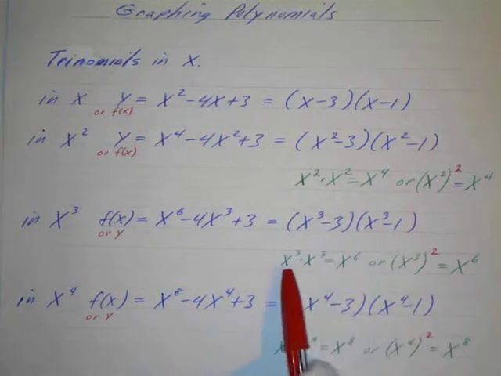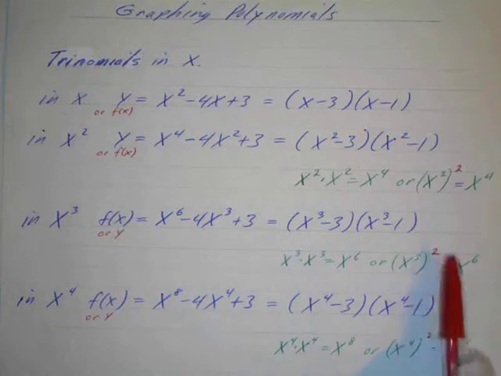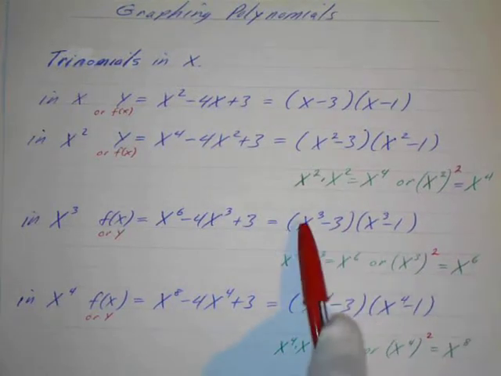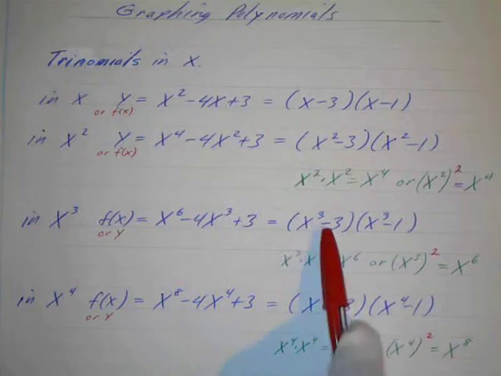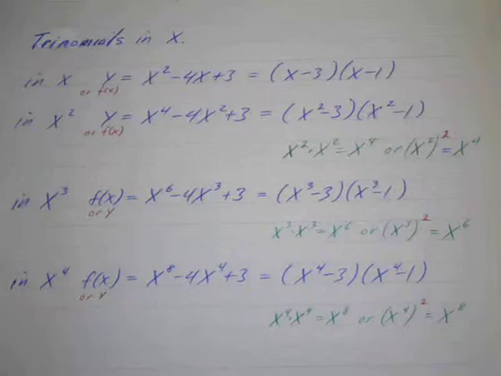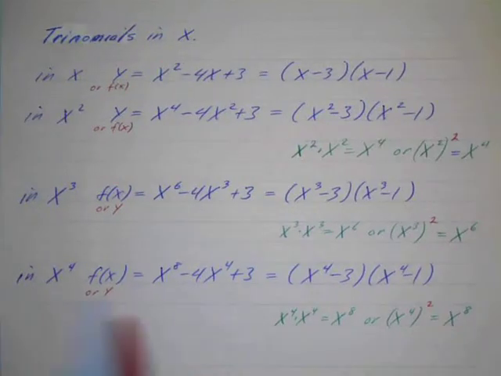x cubed times x cubed. Remember, when we're multiplying, we add the exponents, or when we raise the powers, we multiply. We get x to the 6th. And we'd have a negative 1x cubed and a negative 3x cubed, which is negative 4x cubed, and a positive 3. And one more example, just so you can get the idea.